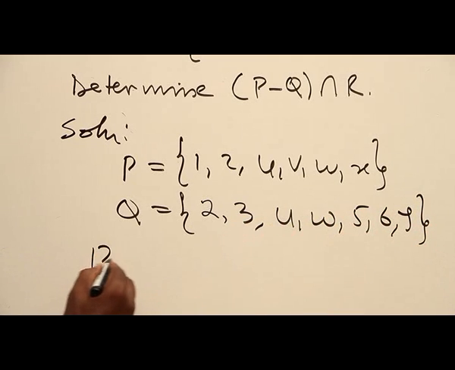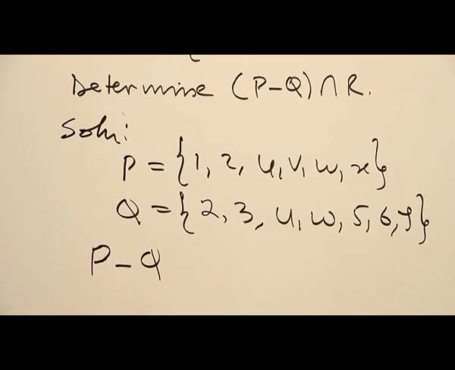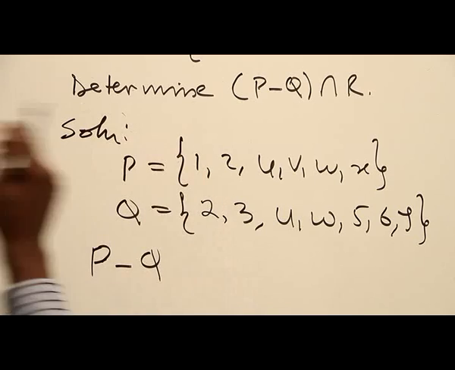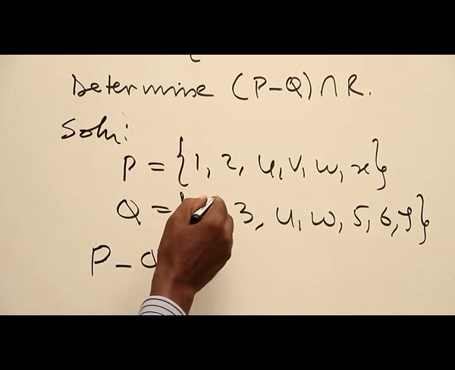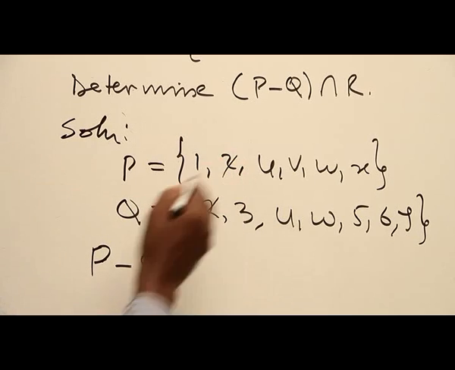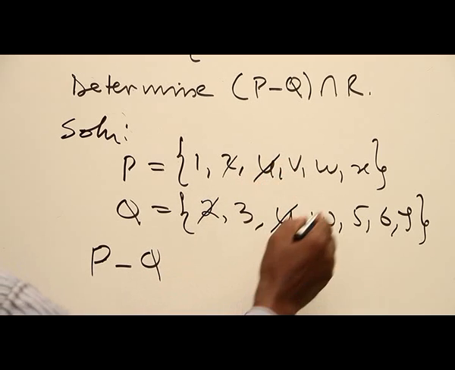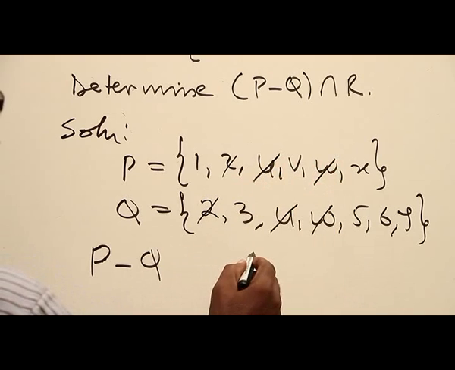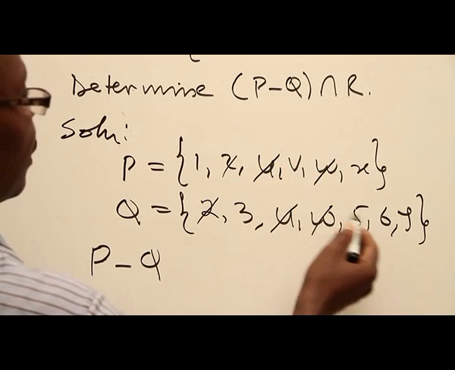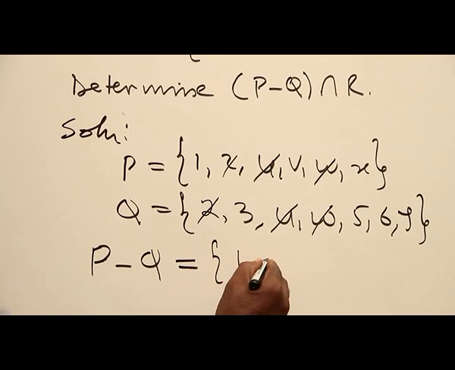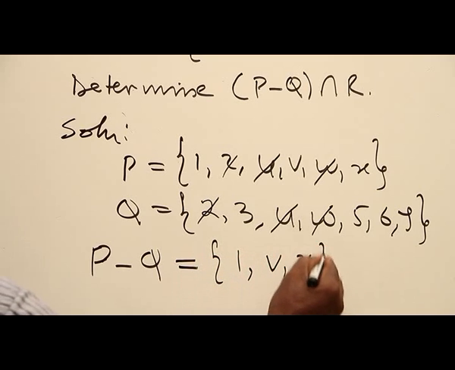Now we're looking at P difference Q. That's all the elements that are in Q, take them away from the elements in P. So we have 2 here and 2 there, we take it away. We have U here and U there, we take it away. W and W. And then what again do we have? That is all. So we have this to be equal to {1, V, S}.